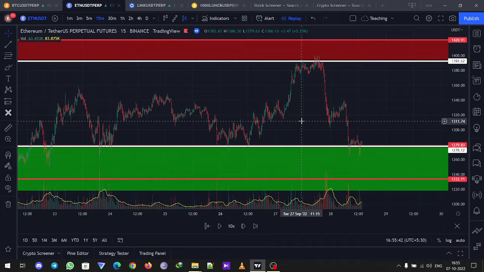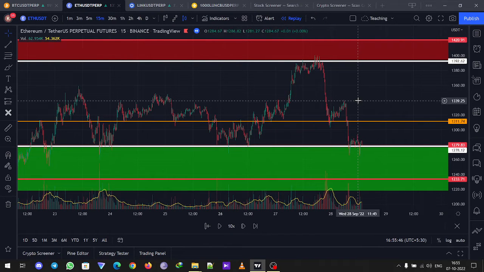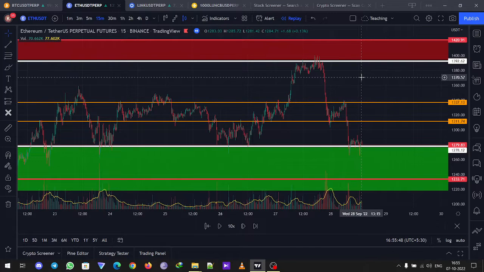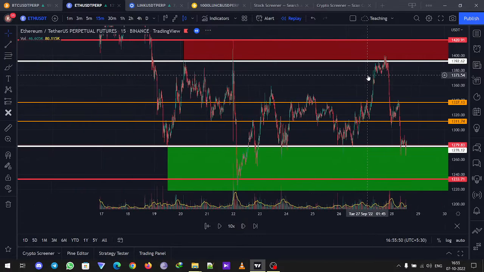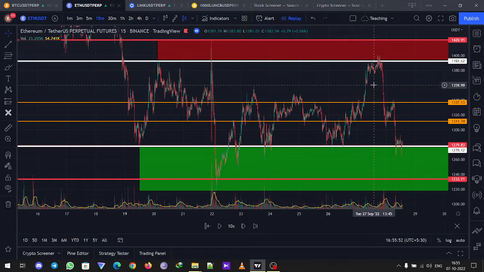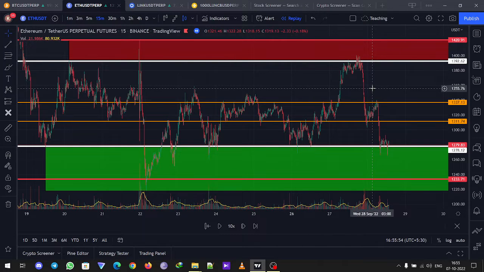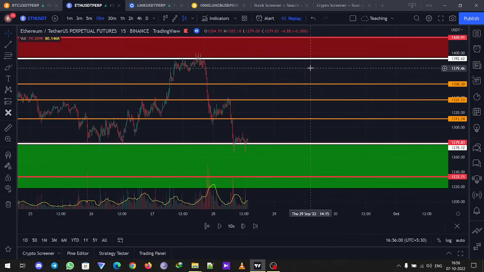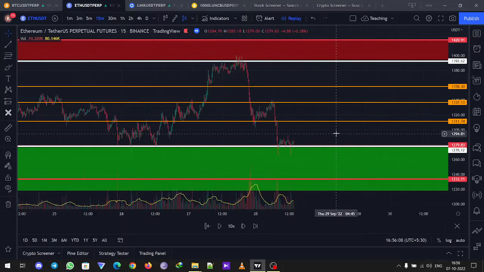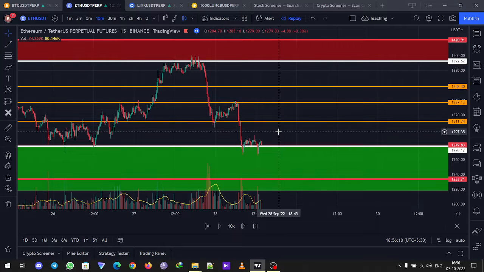So let's just place a horizontal line. The second one is here, and the final one is around here. So, how will we book our profits in further trades, which is the current long trade?